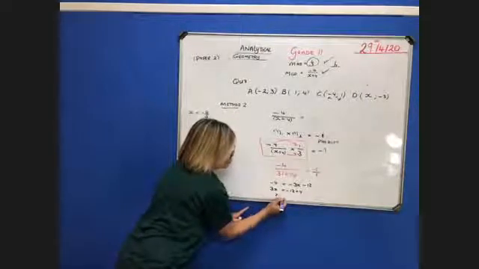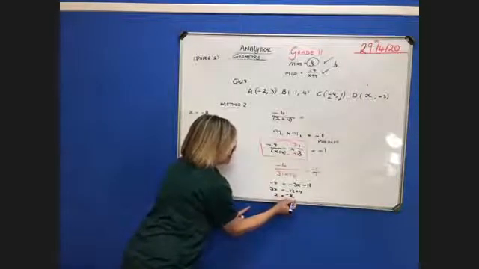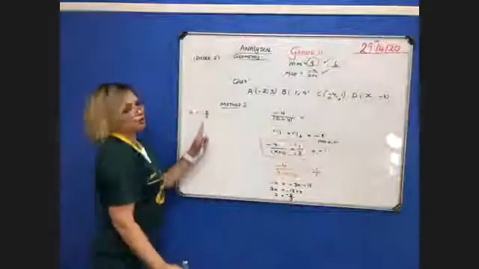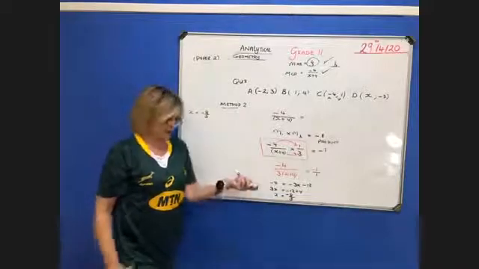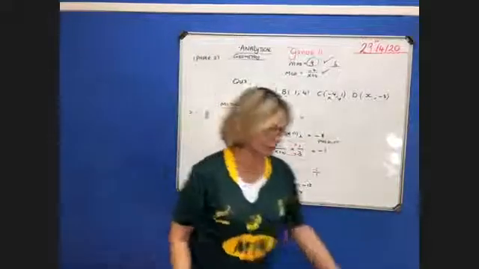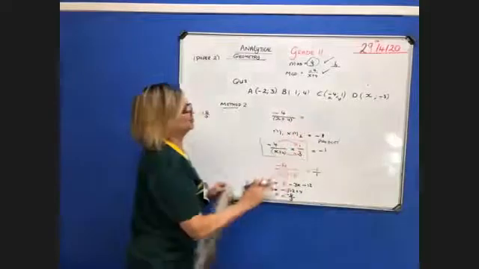So x is still going to be minus 8 over 3, which is what I got the first time. I prefer method 1, it's faster, all right? But you can choose.